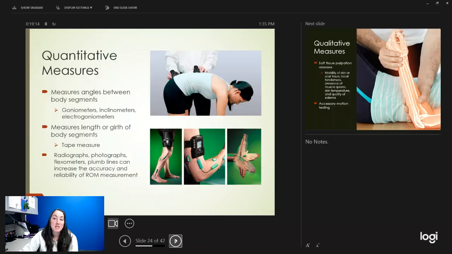So some of those quantitative measurements that give you numbers and are easier to compare and more reliable can be done by goniometers, which you're familiar with, inclinometers, which is this top picture, electrogoniometers, which is this bottom picture, tape measures if you're measuring length and girth, radiographs, photographs, flexometers, plumb lines. Any of those things can give you numbers to quantitatively assess range of motion and tell you if it's in normal range or not.